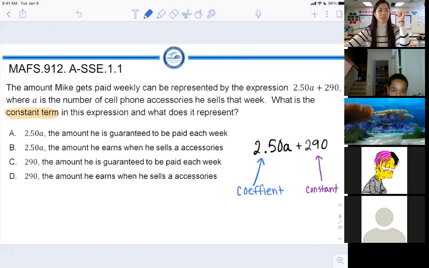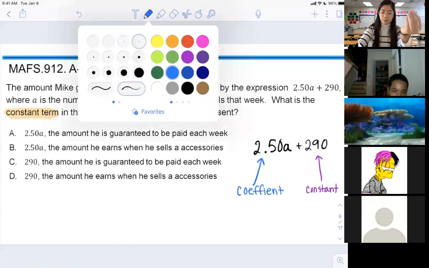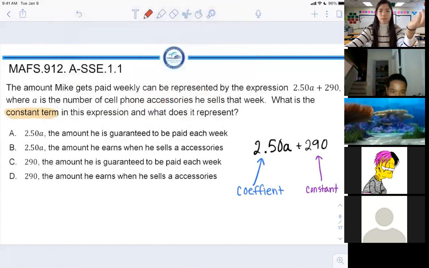This is our coefficient. So the difference is coefficients have variables next to them. By the way, the A, that's my variable. And constants are the numbers that are all alone. Okay, so anytime that you have a coefficient, that means that number has a variable attached to it. So 2.50 is my coefficient, A is my variable, and 290 is my constant.